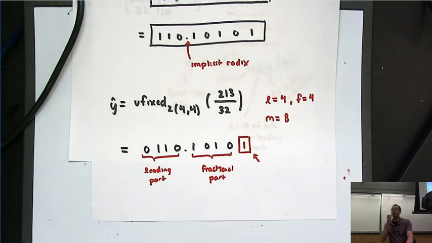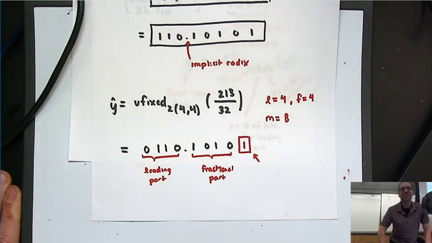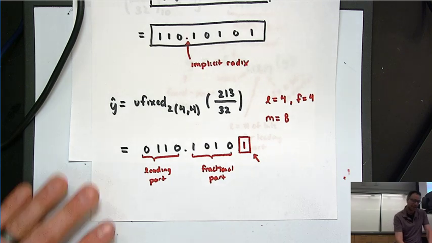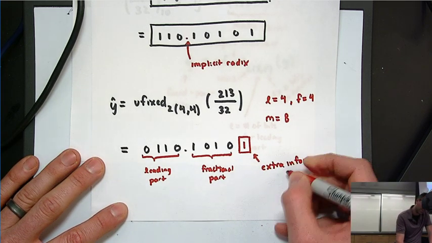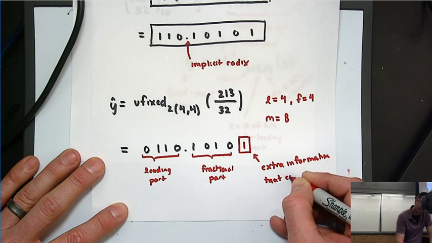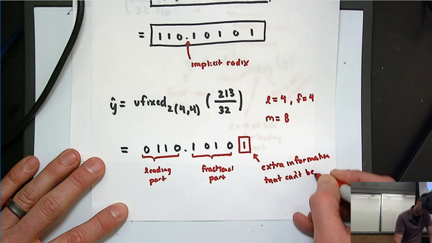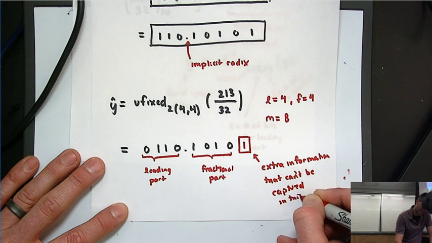It's not overflow. It's not underflow. What is it? Lost that bit, it's gone. Yeah, extra information that can't be captured in this data class.